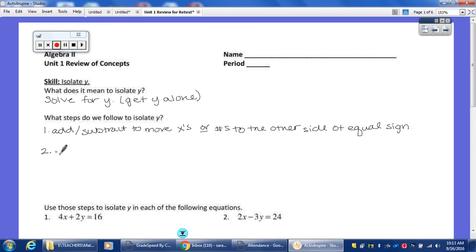So after we have moved everything away and you've just got y's on one side of the equal sign, you divide everything in the equation by the number in front of y. And after we've moved everything across the equal sign, we divide everything in the equation by the number in front of y. Okay. And so what we're going to do now is we're going to work some problems.